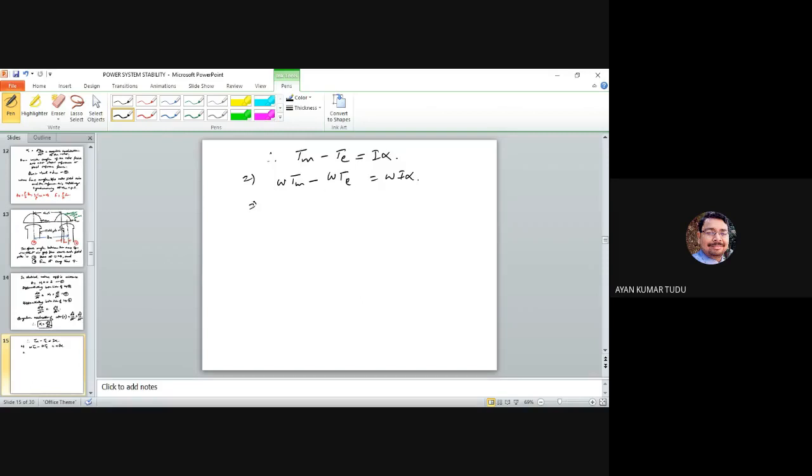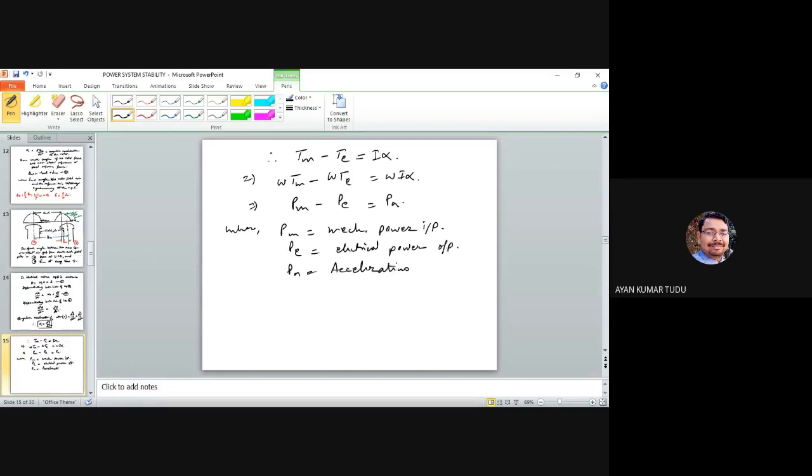As you can see, omega Tm is nothing but our Pm, and omega Te is our Pe, and this is our accelerating power. Pm is our mechanical power input. Pe is our electrical power output. And Pa is our accelerating power.